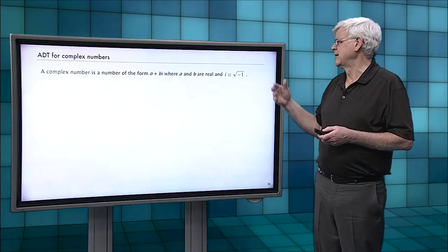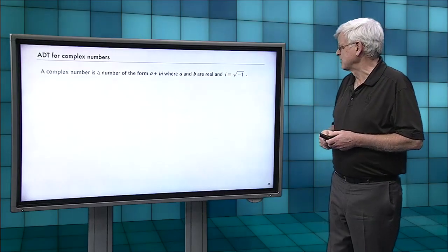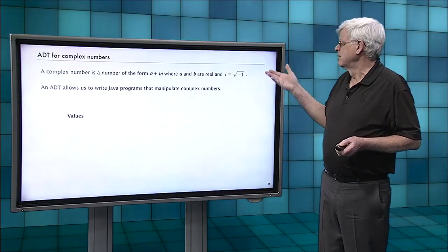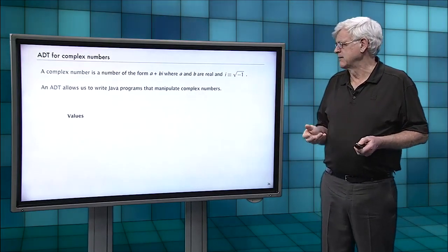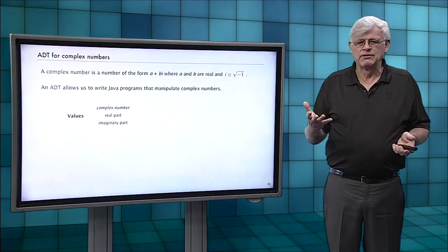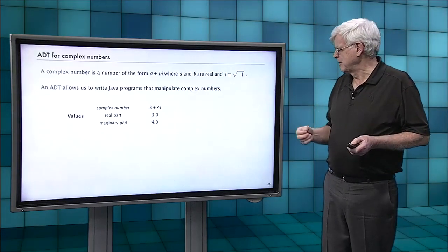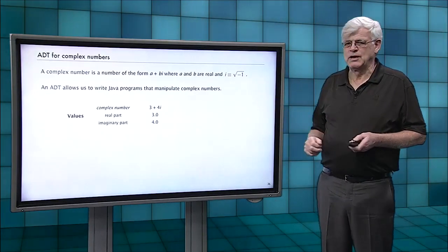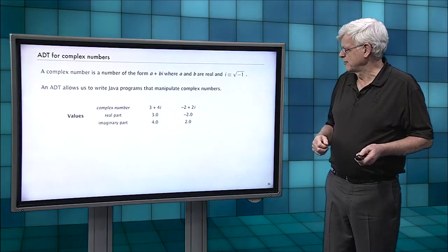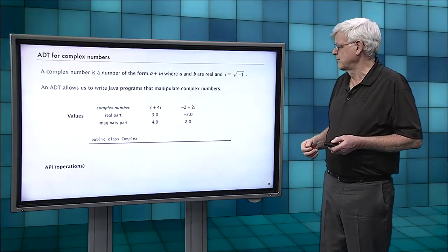So now we want to develop an abstract data type for complex numbers, to write Java programs that manipulate them. So what are the values? The value of a complex number is the real part and the imaginary part. So for 3 plus 4i, we'd use double values, 3 and 4, -2 and 2, and so forth.